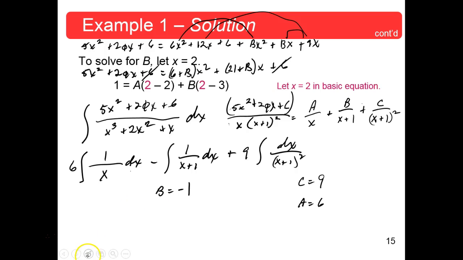Can I erase them? Yay or nay? Yes. Okay. Let me erase these then. I already plugged them in.